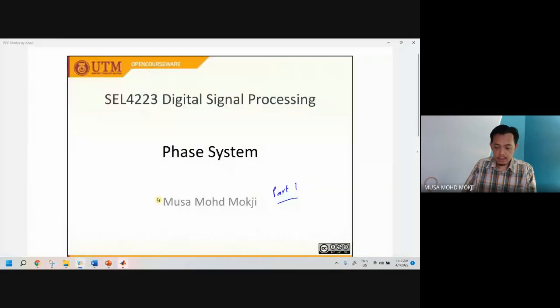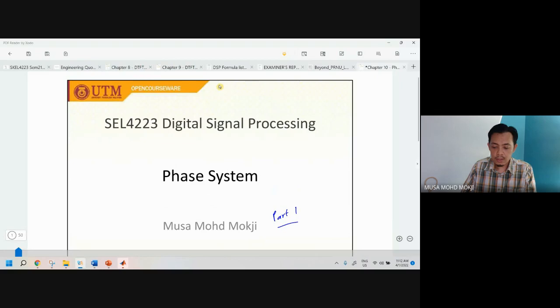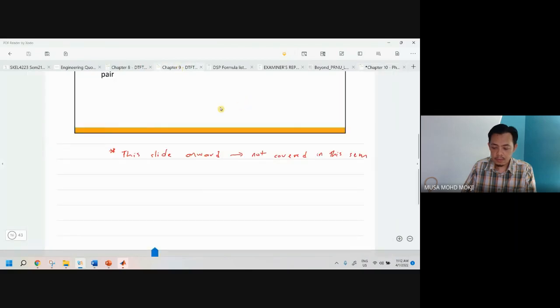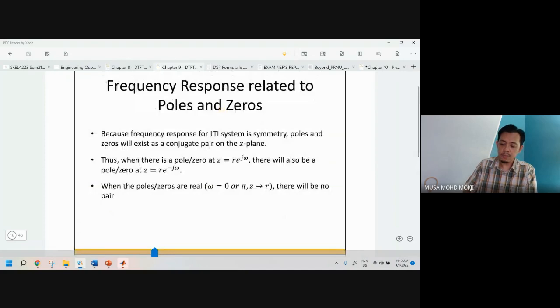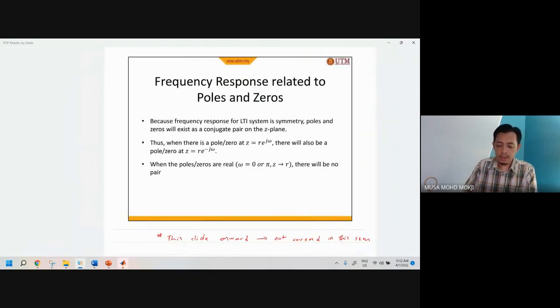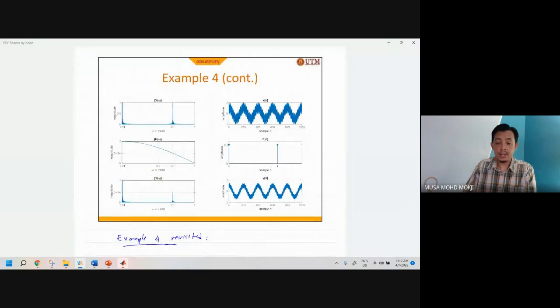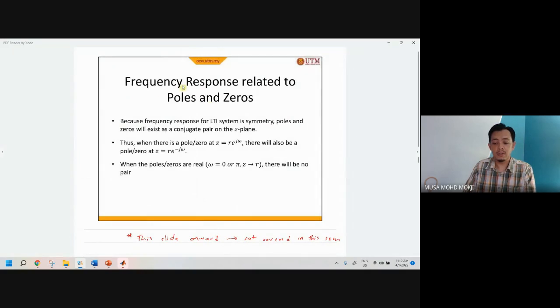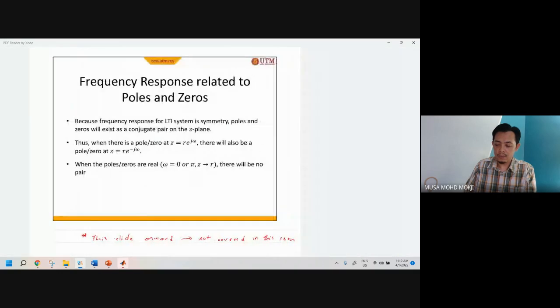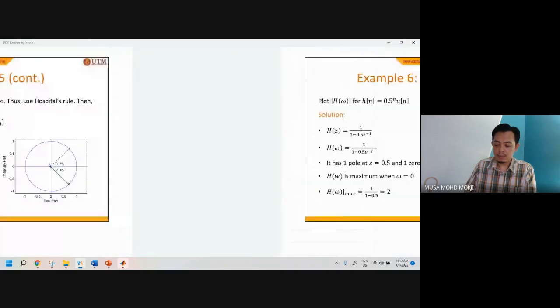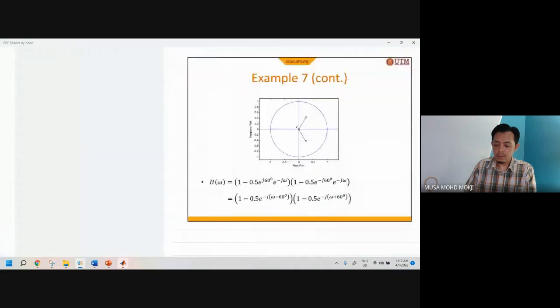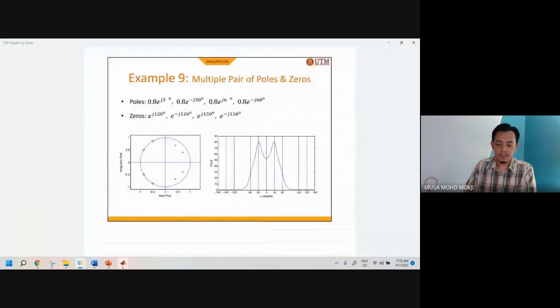Just a few things. This one, last time, we have already covered until this slide. This is from the DTFT properties chapter, chapter 9. So we will cover up to this slide only. We're not going to cover this topic, frequency response related to poles and zeros, or the rest from this slide until the last slide.